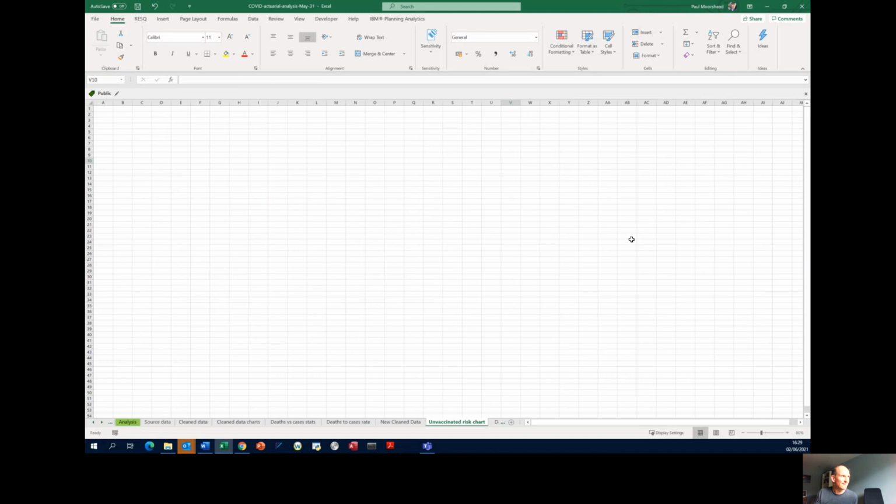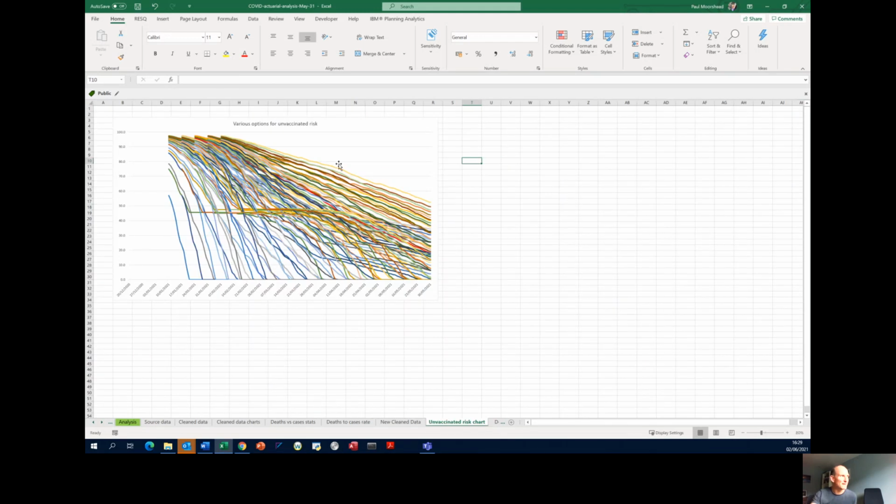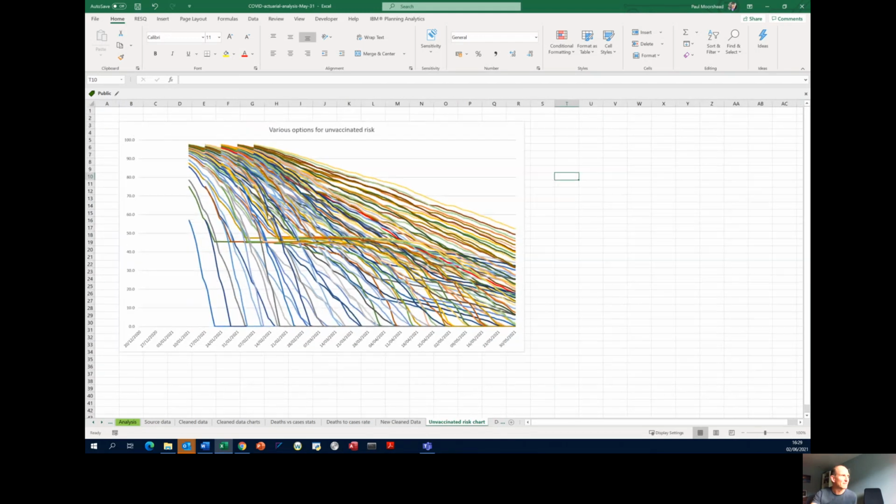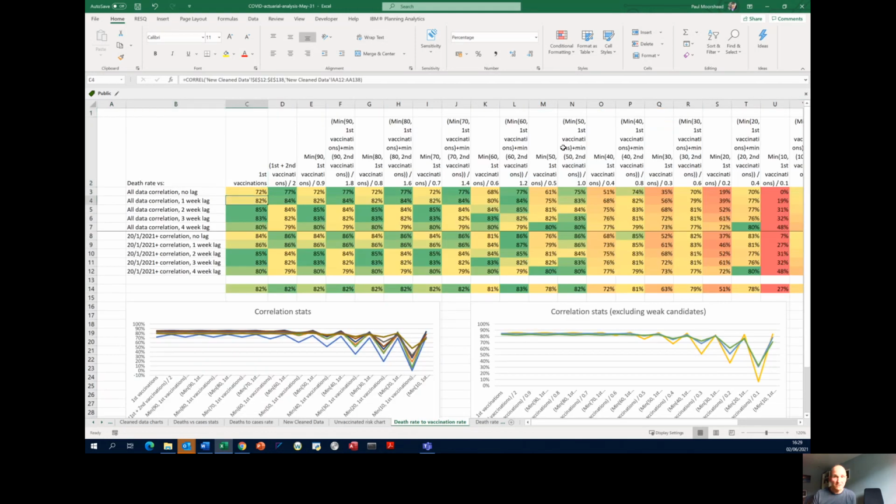So all of those different calculations give you this whole massive smorgasbord of potential options for the unvaccinated risk that remains in the country from the middle of January. And so what I've then done is done the same thing, just purely correlating, just doing a very simple correlation between the death rate. So this is our index of deaths to cases versus the unvaccinated risk index.